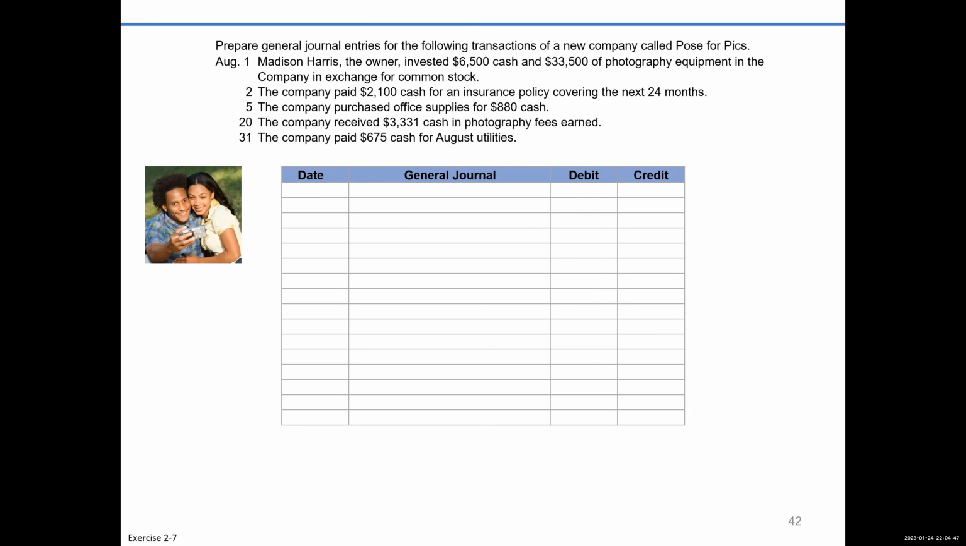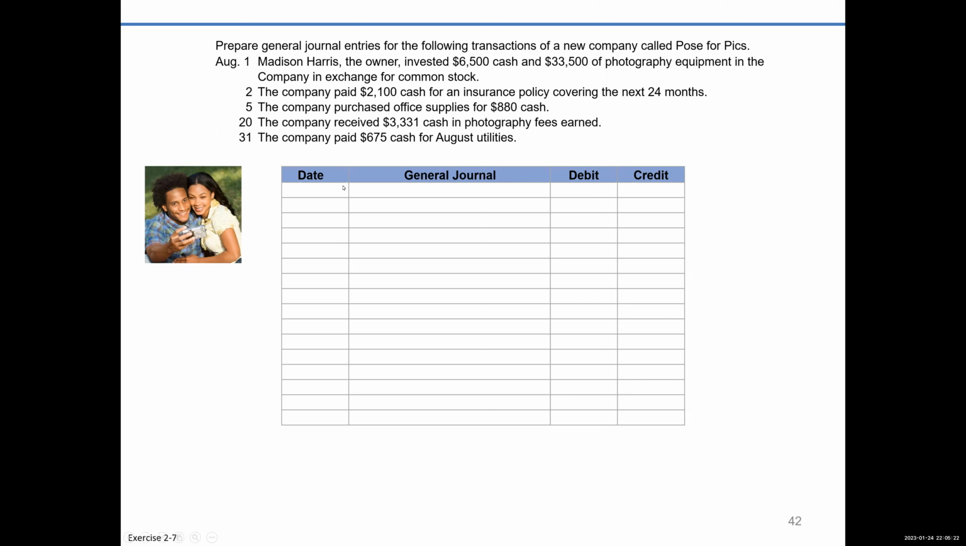Okay, let's start. August 1, Madison Harris, the owner, invested $6,500 cash and $33,500 of photography equipment in the company in exchange for common stock. So the business is receiving $6,500 in cash and $33,500 of photography equipment. Both of those are assets. And how do you increase an asset? Well, with a debit. So there are going to be two debits.